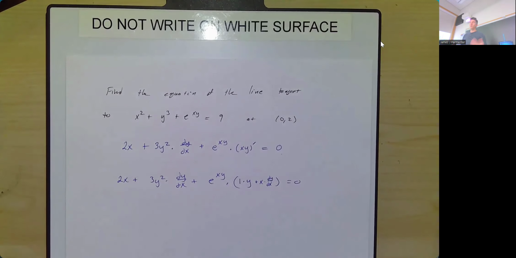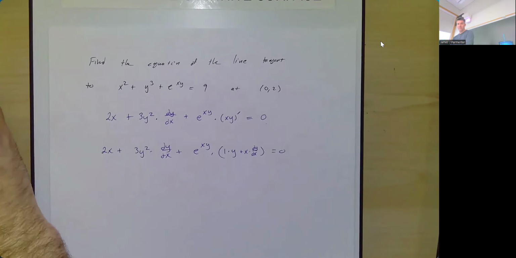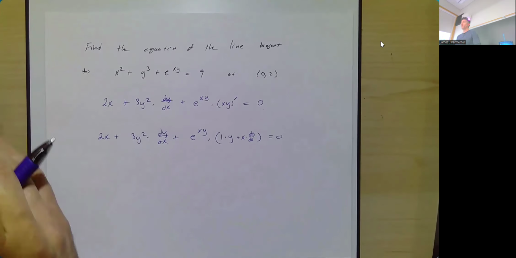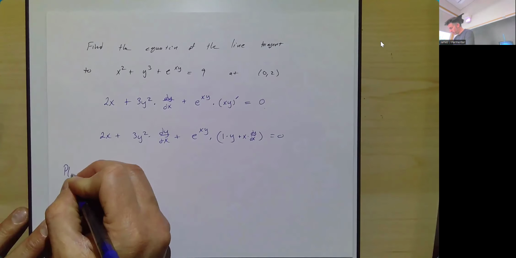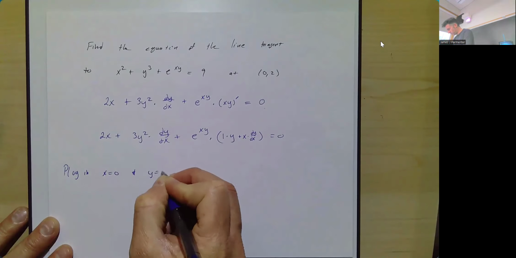Okay, this problem can swing one of two ways. If the problem says to find the actual derivative, then you have to actually solve for dy dx. But if they're asking you just to find the slope of the tangent line, this is your moment to plug in the point. So right now, plug in x equals 0 and y equals 2.